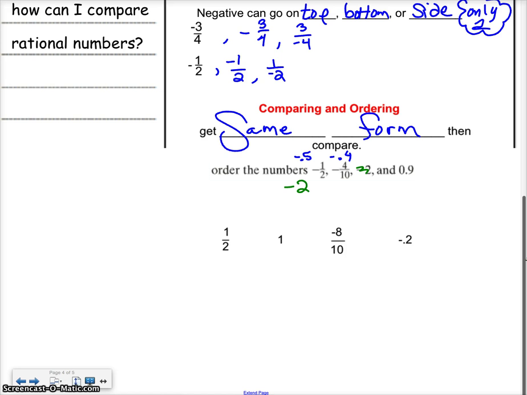The next one that has the most negatives would be the 0.5. So I would write negative 1/2. Always put it back in the original way. I know it's 0.5, but they gave it to me as the half. And then negative 4/10, followed by 0.9.